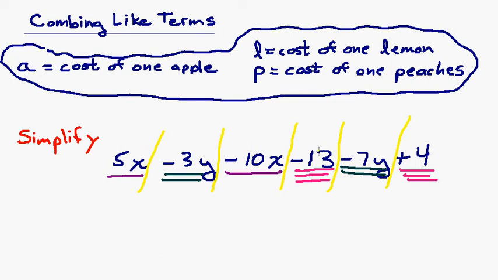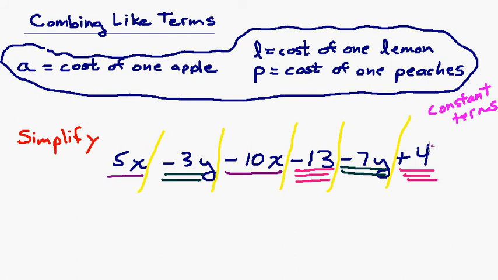So even though this negative 13, this minus 13 here, and this positive 4 don't have variables on them, they're still terms, and they can only be combined with other terms that don't have any variables. We call those constant terms. I'll just write that down here. Those are called constant terms. Constant means it doesn't change. Variable means changing. So that kind of makes sense.